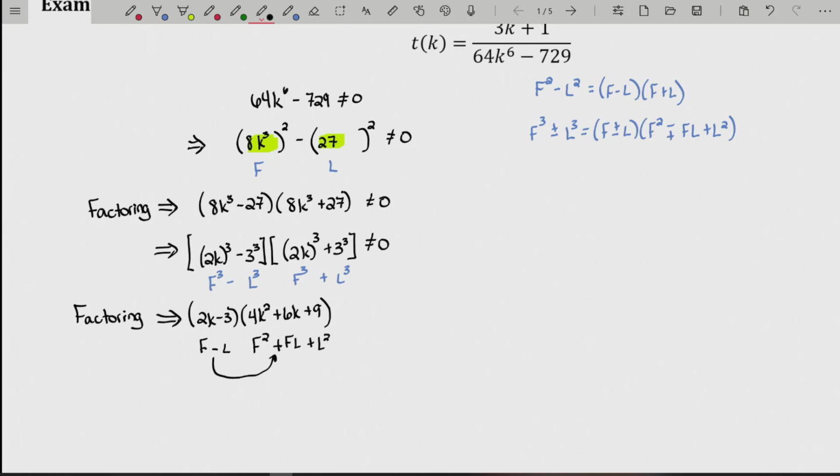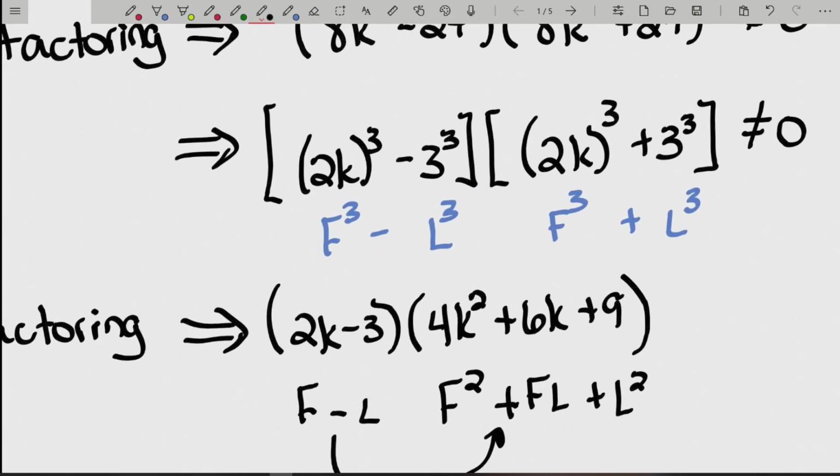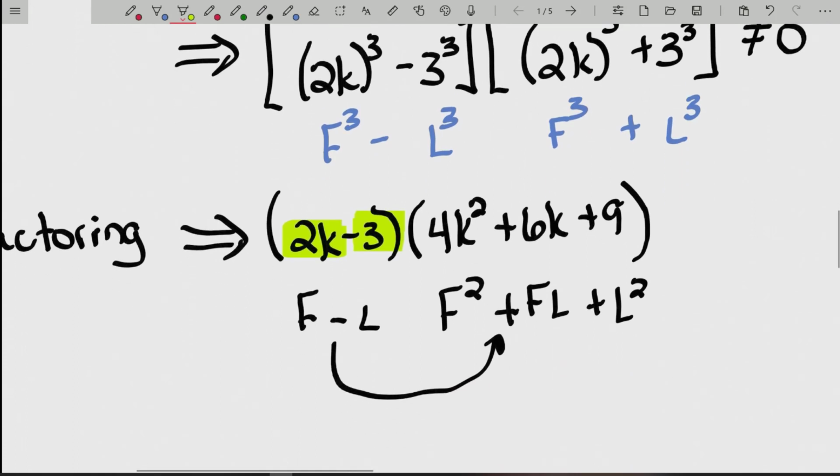Generally when I'm doing this, I actually focus on these items as first and last. There we go. So first and last. And so if you square the first thing, you get 4k squared. Square the last thing, you get 9. And if you take the product of the first and last, 2k times 3 is 6k. And that's how I got the middle.